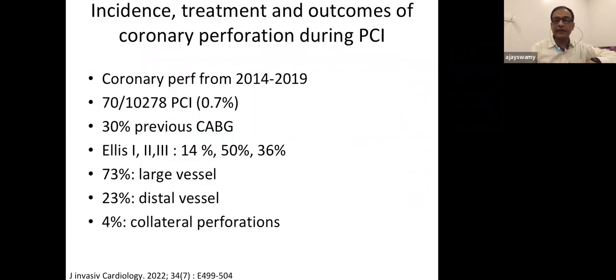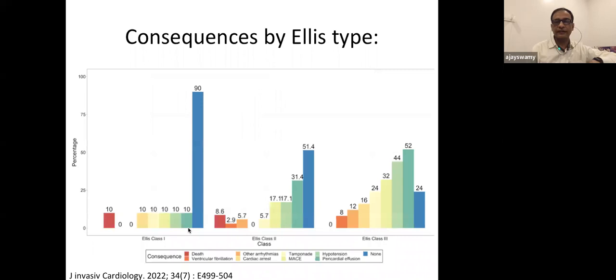Perforations from 14 to 19 in this large study of 10,278 PCIs numbered about 70. 30% of these had undergone CABG earlier. The incidence was 14%, 50%, and 36% for Ellis types 1, 2, and 3. 73% of them were large vessel, 23% were distal vessel, and 4% were collateral perforations in this study.